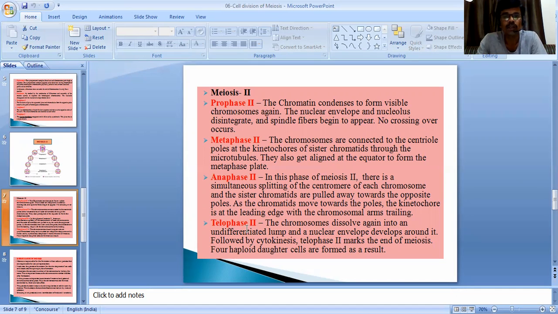Next is telophase, the fourth phase of meiosis second. This is meiosis second, telophase second. The chromosomes dissolve again into an undifferentiated lump and a nuclear envelope develops around it, followed by cytokinesis. Telophase second marks the end of meiosis, and four haploid daughter cells are formed as a result.